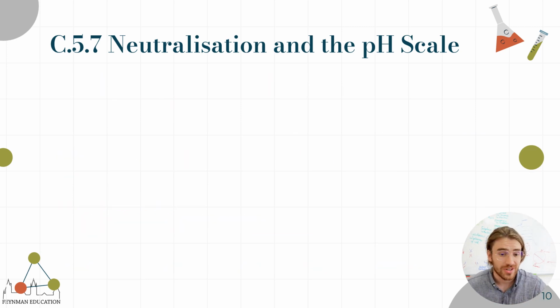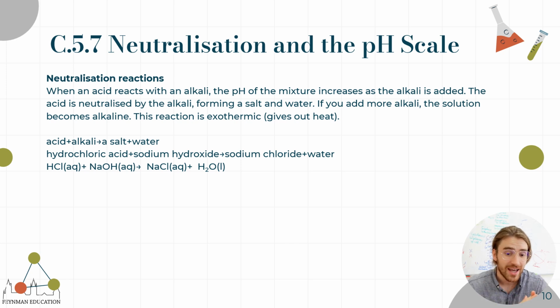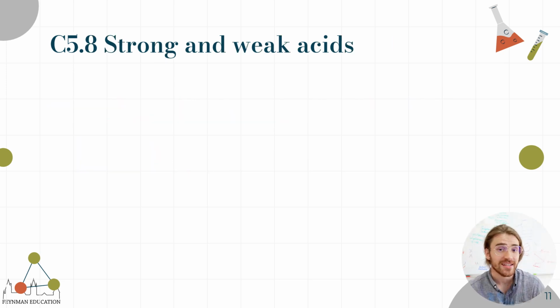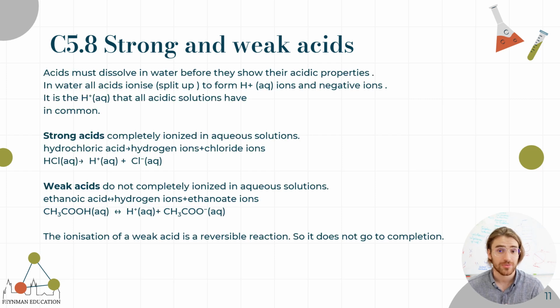Okay, so when it comes to neutralization, it's pretty self-explanatory. As we've mentioned, if something is acidic, it's going to have a low pH. As we add an alkali, it's going to increase the pH until eventually it becomes neutral. Then if we carry on adding alkali, it's going to increase the pH more and become a basic solution. Okay, so acid plus an alkali is going to give us salt plus water. This is also going to be an exothermic reaction. It gives off heat. So an acid has to be in an aqueous solution, which means it has to react with water to show its properties.